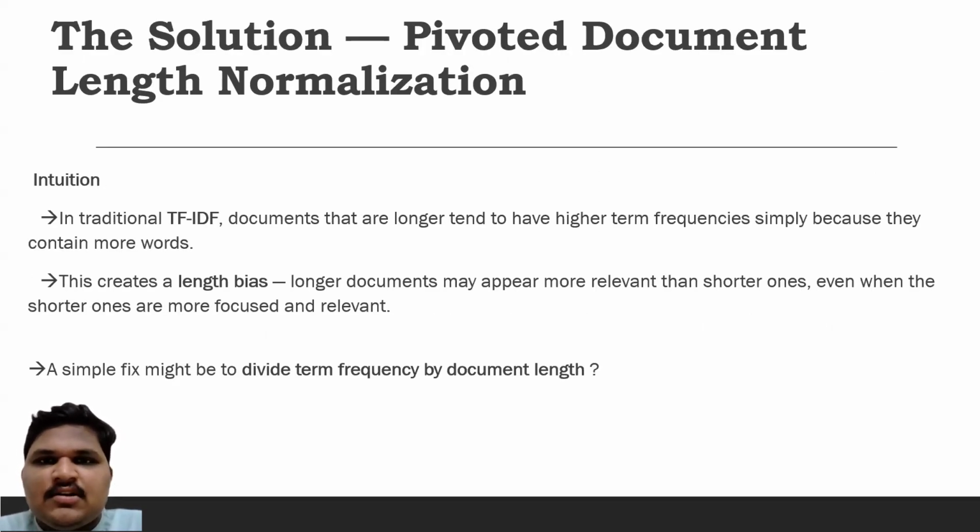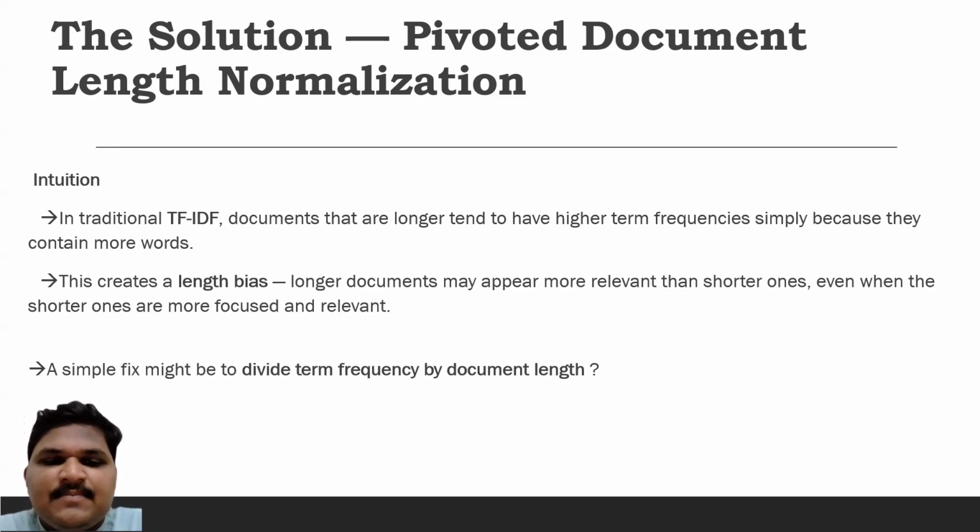So what's the solution? Pivoted document length normalization. Simply we can call it PDLN. So what's the intuition here? In traditional TF-IDF, documents that are longer tend to have higher term frequencies simply because they contain more words. This creates a length bias. Longer documents may appear more relevant than shorter ones, even when the shorter ones are more focused and relevant.